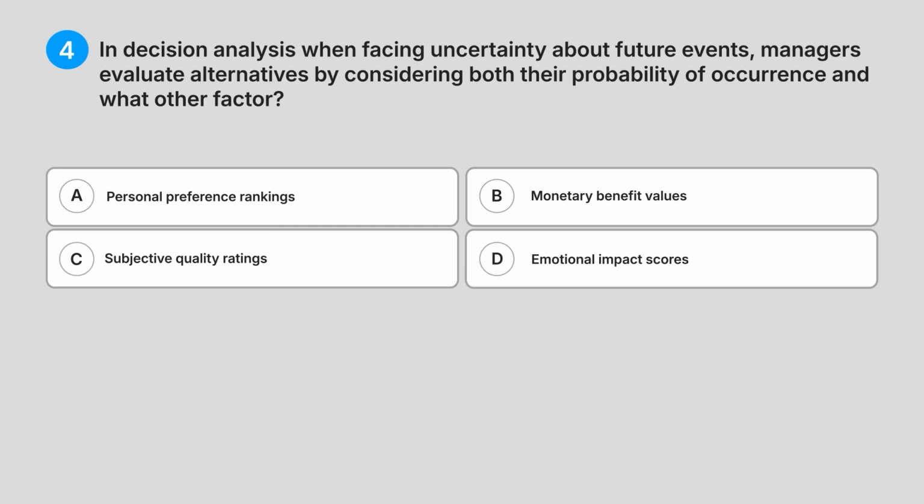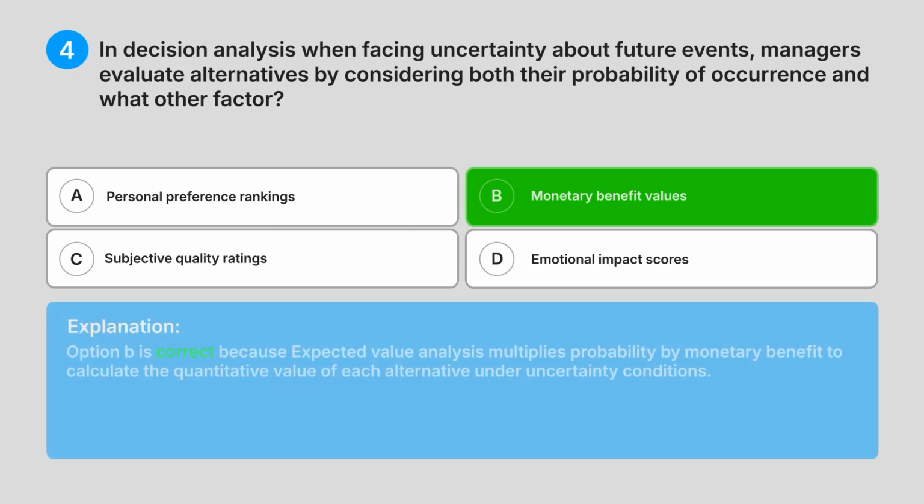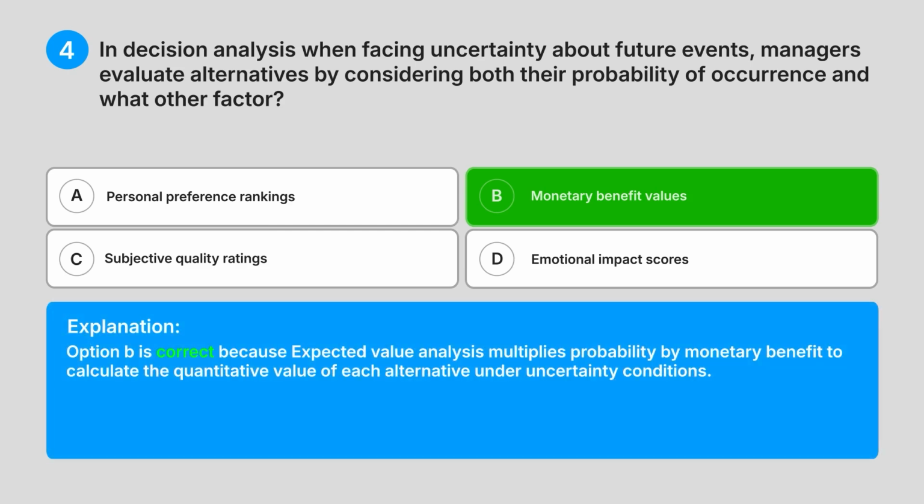Correct answer, B. Monetary benefit values. Explanation. Option B is correct because expected value analysis multiplies probability by monetary benefit to calculate the quantitative value of each alternative under uncertainty conditions.